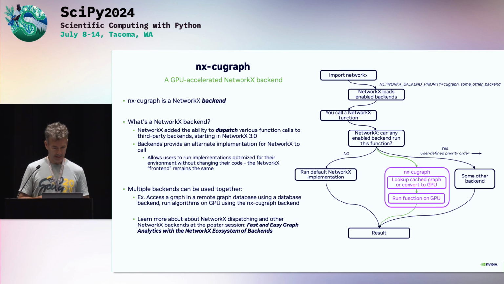And basically, NetworkX will check, it's kind of like a plug-in system, if you will. If any given function is called, it will see if any of the enabled backends can handle it, and it will use that priority order to call them and return the results. If none of them can satisfy the call, it falls back to the default implementation. So you can imagine on a CPU-only system where there's no GPUs available, that same code would just run in pure NetworkX mode, unless you had another backend installed for that environment that would work.